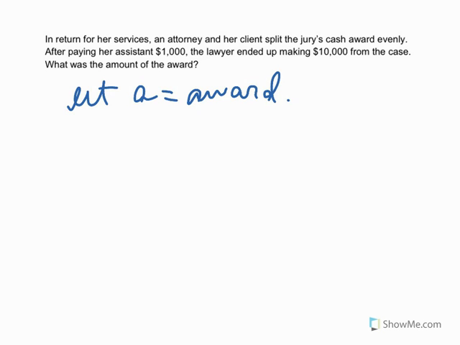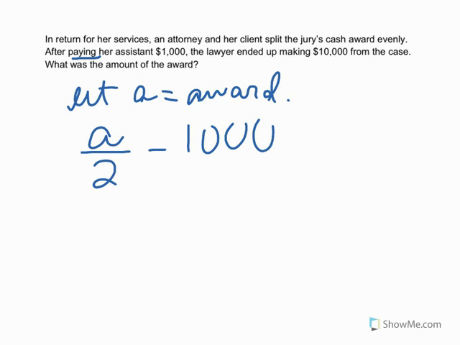division if you look back at your table. It's very similar to shared equally among. So this cash award was split evenly amongst two people. It was divided by 2. Then she paid her assistant $1,000. So that's a subtraction. Whenever you pay somebody out, that's a subtraction of $1,000.